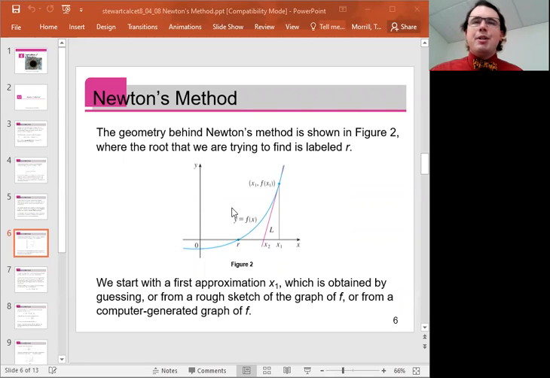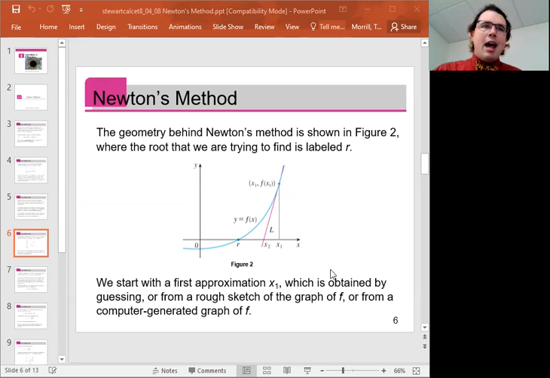The thing to notice here is that if I have a guess about where the root is, I can find a tangent line, right? I'm mostly interested in functions which have derivatives. So I can calculate a derivative. The derivative will give me the slope of this function. And then once I have the slope of this function and the coordinates of this point, that is enough information for me to find this tangent line, which is drawn in pink here and labeled L.